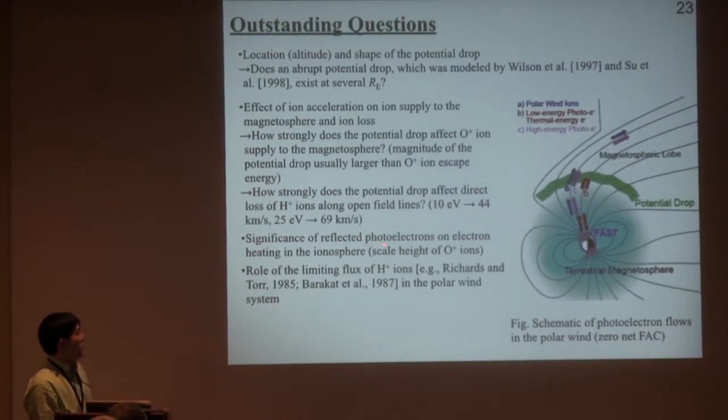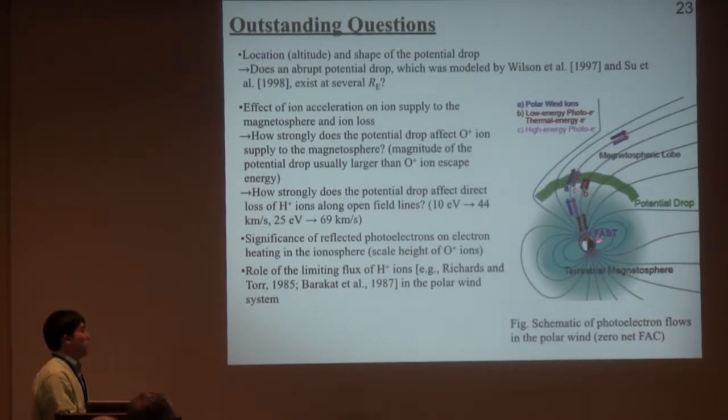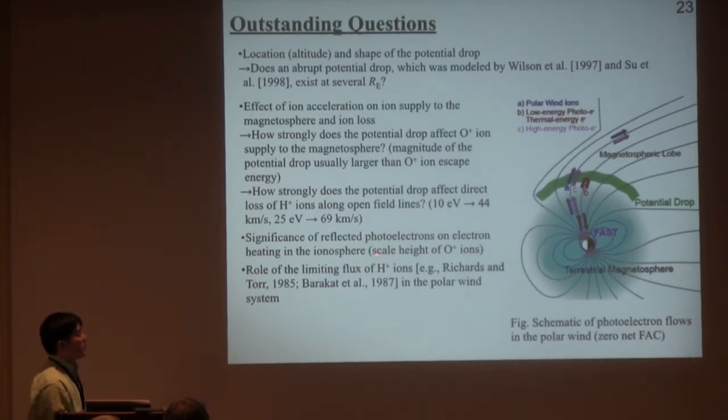The significance of reflected photoelectrons on electron heating in the ionosphere will also be important, since the reflected electrons are precipitated back into the polar cap. So it heats the ionosphere, and if the temperature of the ionosphere increases, the scale height of oxygen ion would be increased. So this significance will be studied in the future.